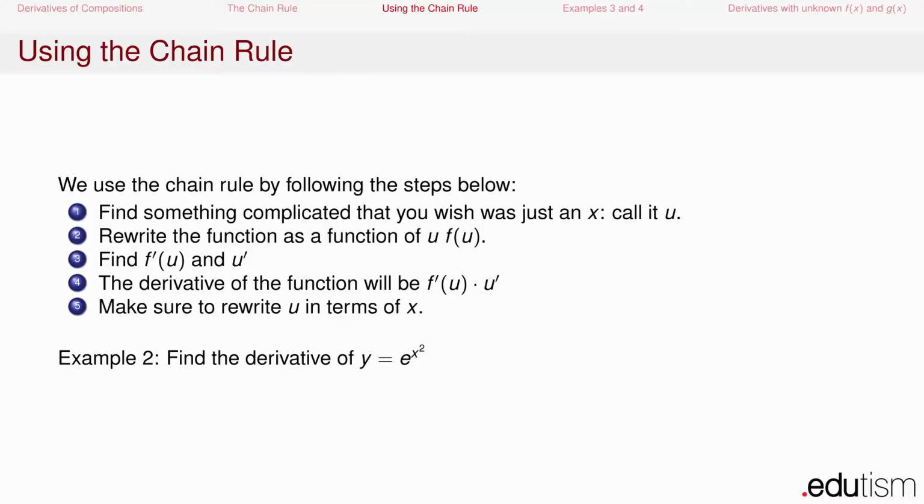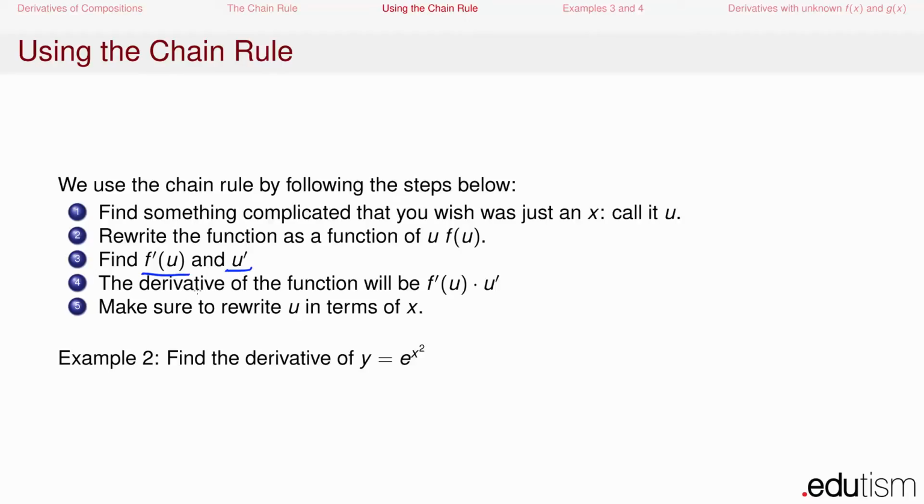When we're going to want to use the chain rule, we need to follow a number of steps. The first step is to find something complicated that you wish was just an x, call it u. The second step is to rewrite the function as a function of u. So whatever that thing that you wish was just an x that you called u, replace it with u. Then we're going to figure out what is f prime of u, what is u prime.